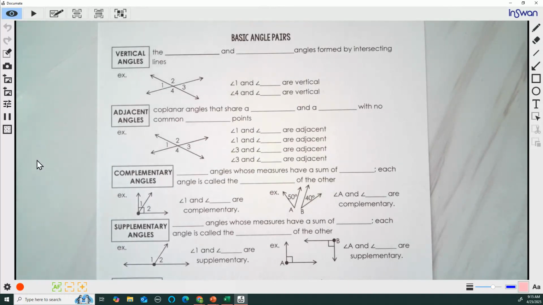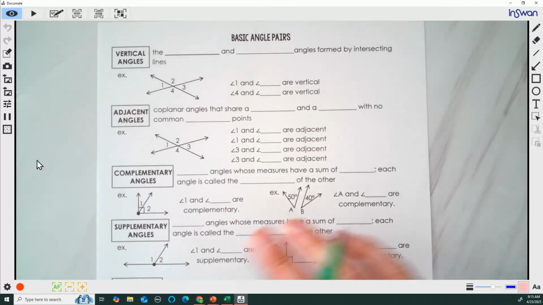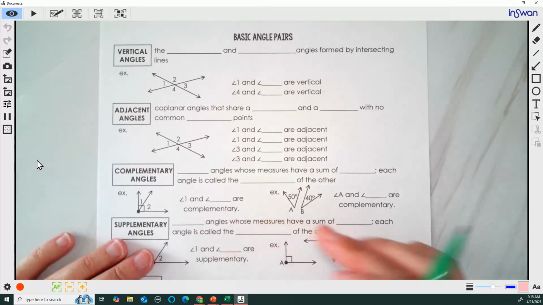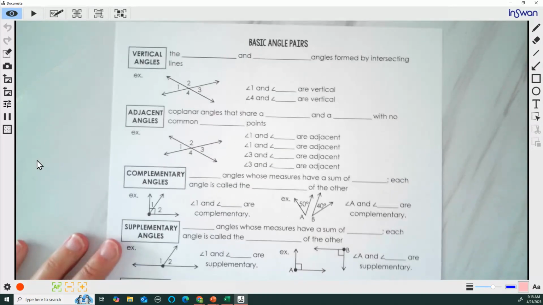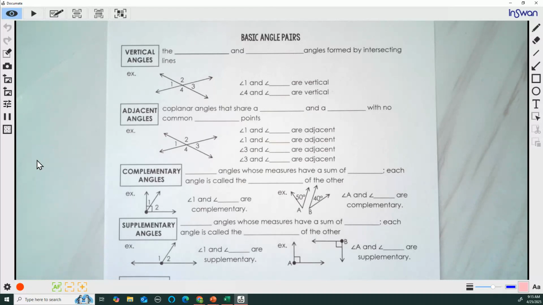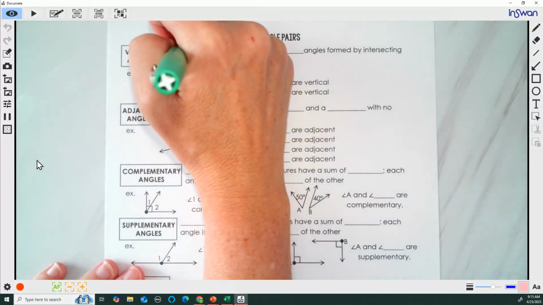Again, we're going to start with some vocabulary and some examples of new vocabulary. This may be a review, or some of these may be a review, but it's really important to know moving forward whenever you're working with angles. Vertical angles are first.